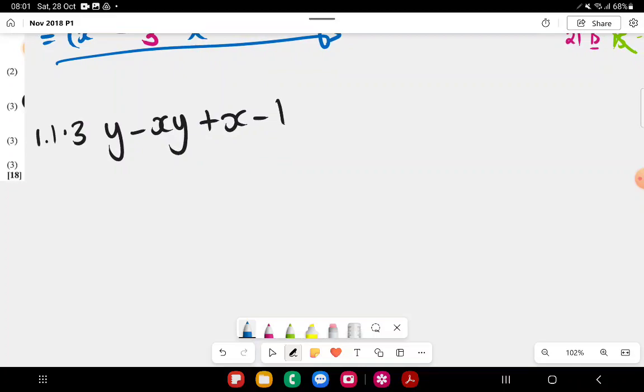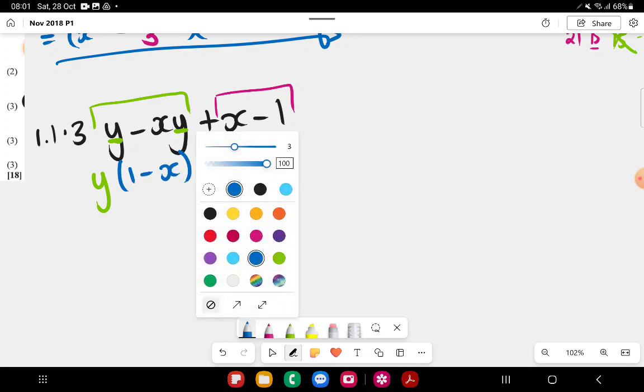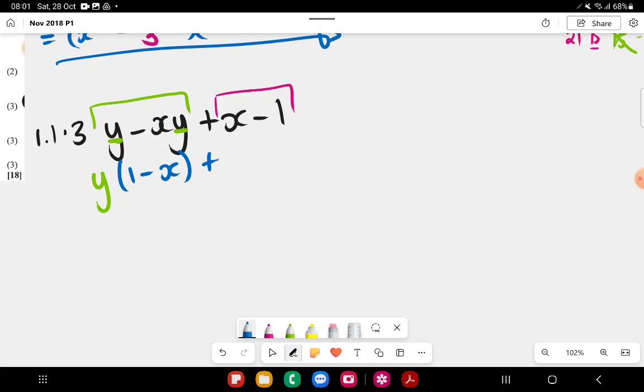Question 1.1.3, we're still factorizing. I've got 4 terms, so I'm going to group them in 2 groups. I'm going to take a green group, and I'm going to take a pink group. And in my green group, I noticed that y and y is common. So I'm going to take y out. That means what I'm left with is 1 minus x. And I'm going to add to that my pink group, which I'm not taking anything out, nothing's common. I have x minus 1.